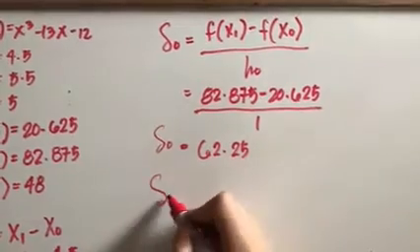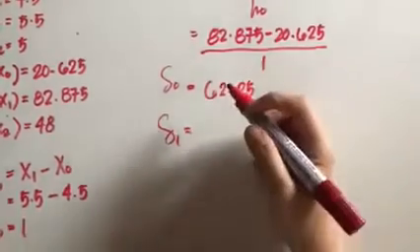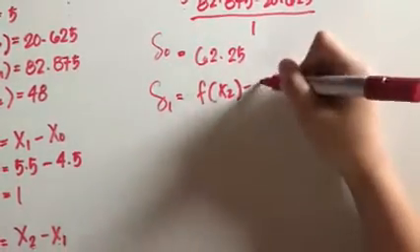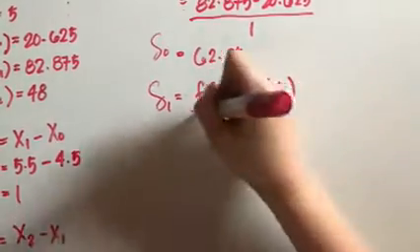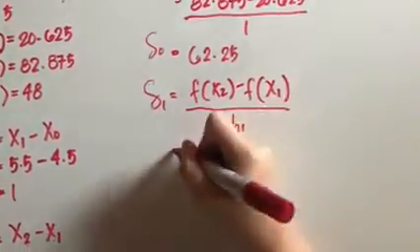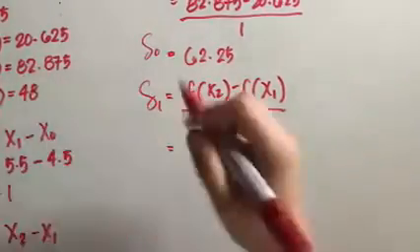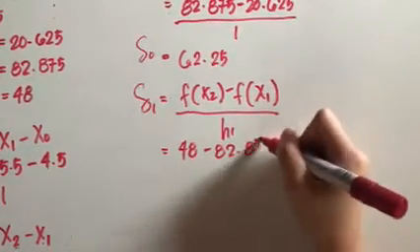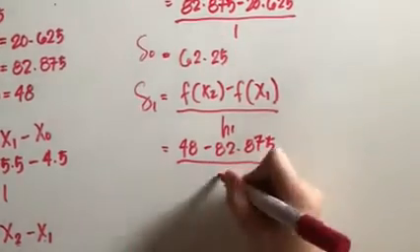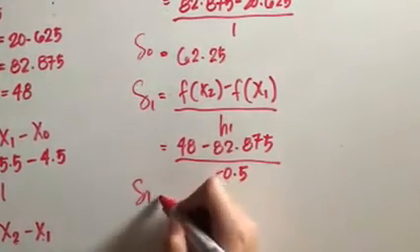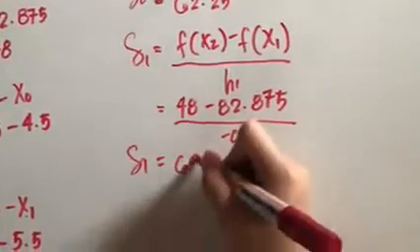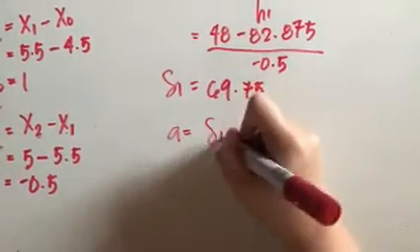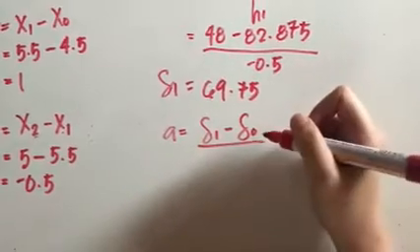And the value of delta sub 1, using the formula f of x sub 2 minus f of x sub 1 all over h sub 1, will give us 48 minus 82.875 all over negative 0.5. The answer will be 69.75.